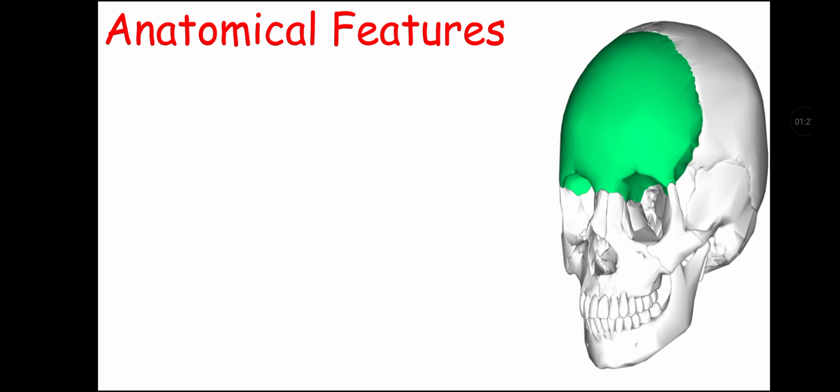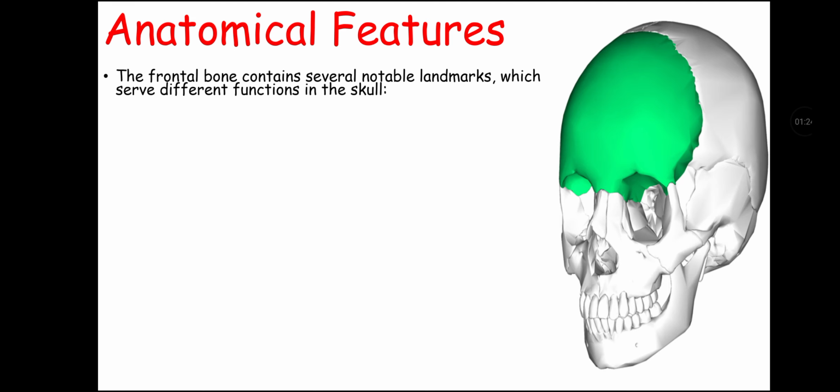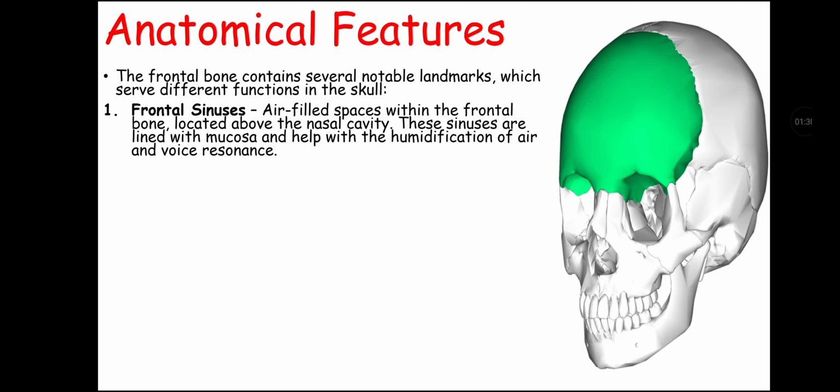Now let's talk about the anatomical features of frontal bone. Frontal bone contains several notable landmarks with several different functions in the skull. These are frontal sinuses, that are air-filled spaces within the frontal bone located above the nasal cavity. These sinuses are lined with mucosa and help with humidification of air and voice resonance.